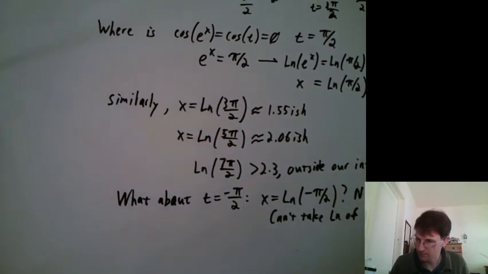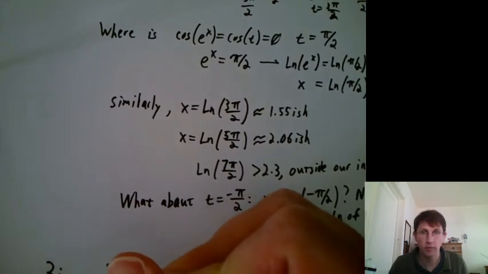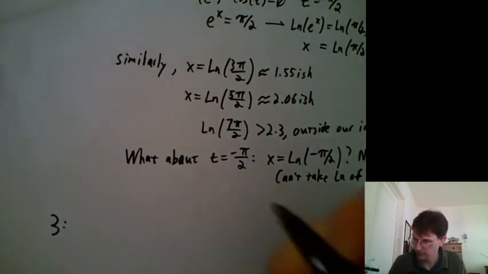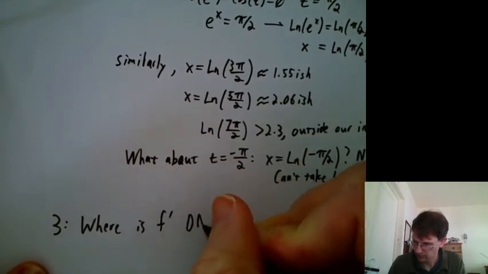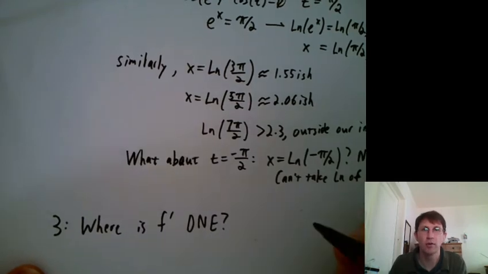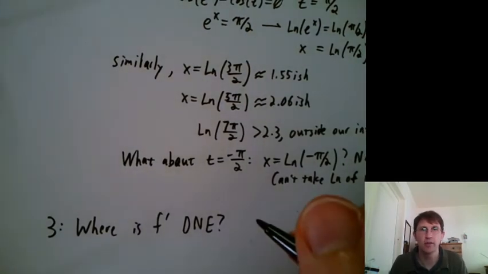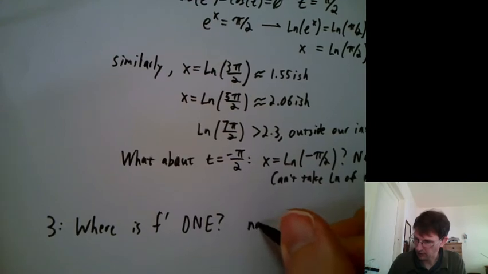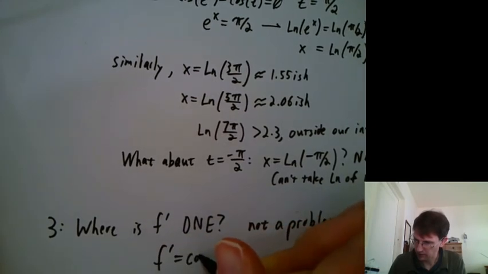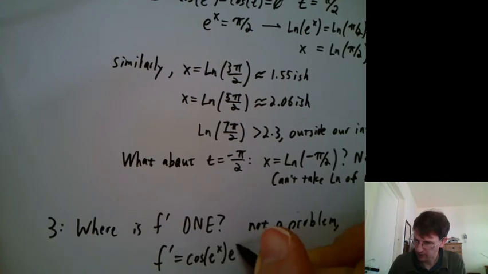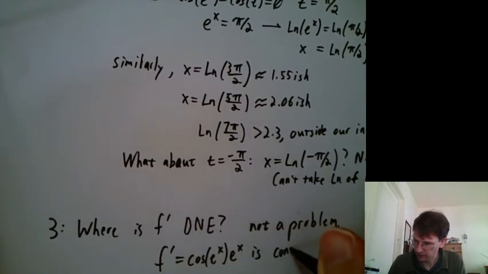Step 3 is where does the derivative not exist? Thinking about sharp corners, or the function runs off to infinity or something, but within a finite space. But this is cosine e to the x. Everything is smooth and continuous. So not a problem, because f prime, which is cosine e to the x, is continuous.